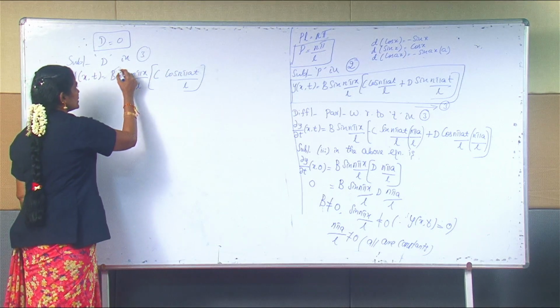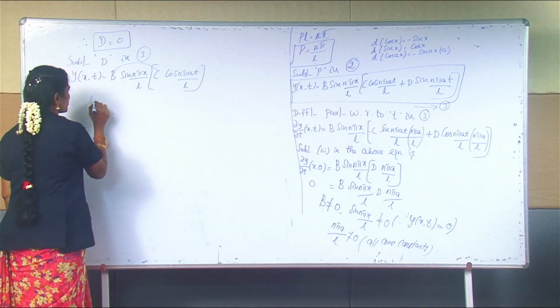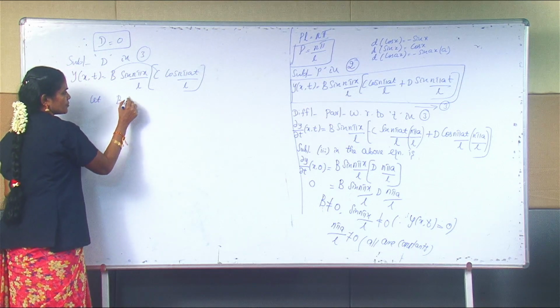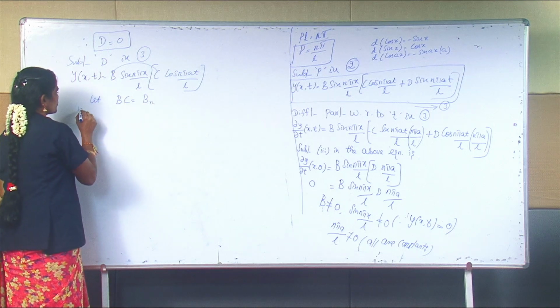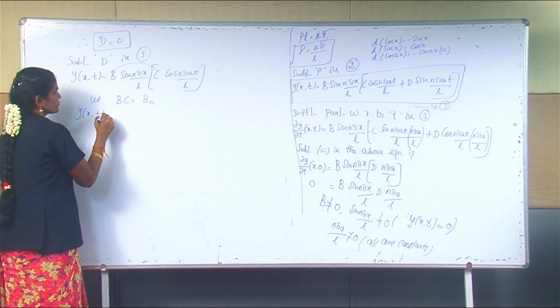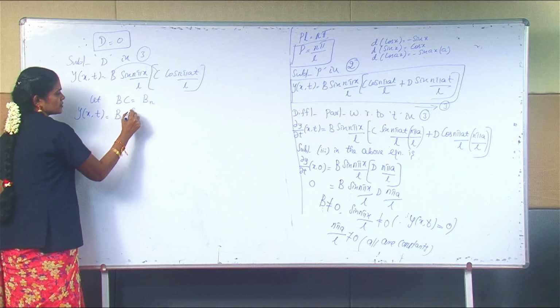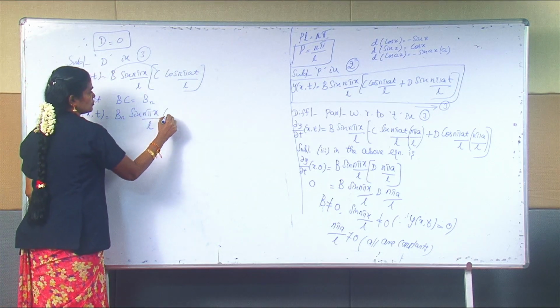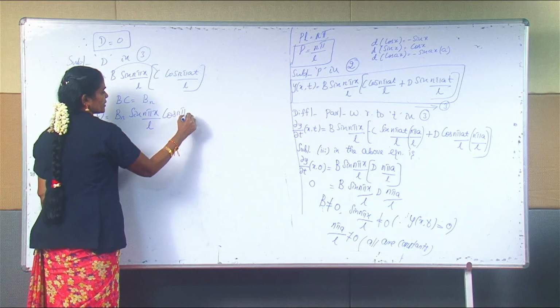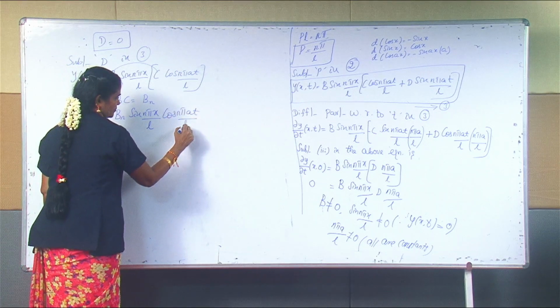So here b and c are constant terms, so instead of bc we can take bn. So your y of x comma t becomes bn sin n pi x by L into cos n pi a t by L.